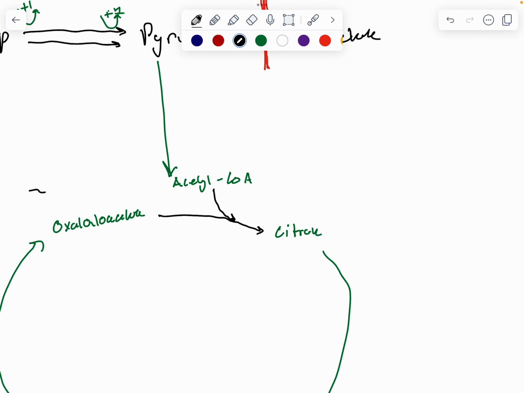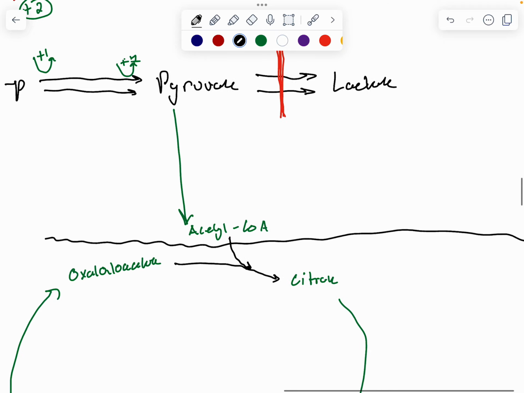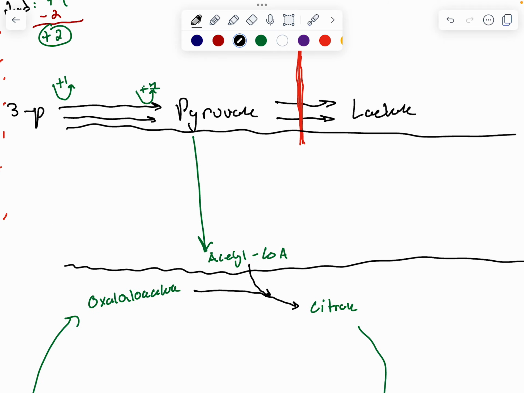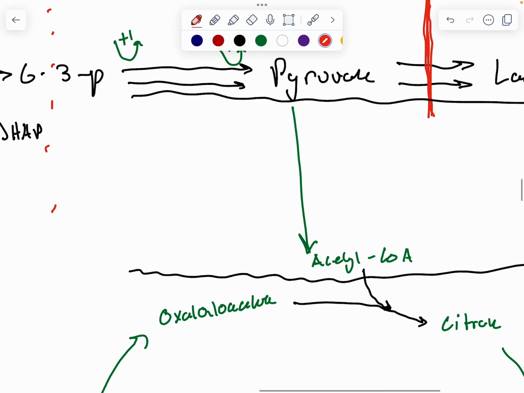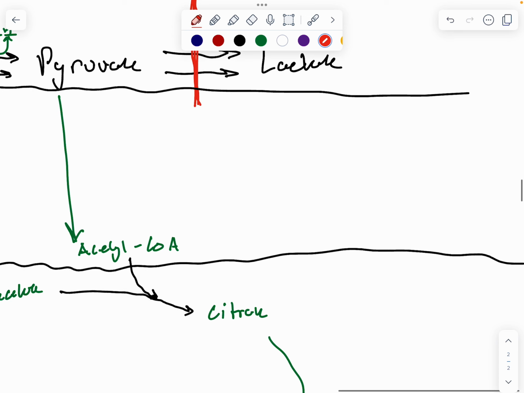So I'm just going to draw these squiggly lines just to reference locations. If we remember over here, when we were talking about the PDH system, or the pyruvate dehydrogenase system, we are inside the mitochondrial membrane.